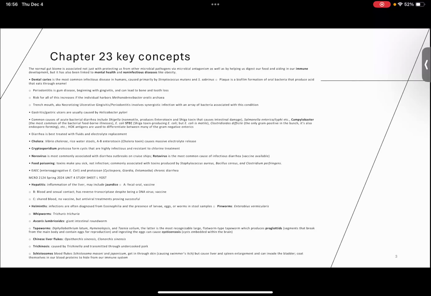Then we have E. coli. There's so many different strains of E. coli. It's wild. In the presentation, I have it down here right below food poisoning. I have EAEC, which is enteroaggregative E. coli, which leads to chronic diarrhea. Or you could have diffusely adherent E. coli, which leads to urinary tract infections. And there's all sorts of other E. coli, including STEC, which is Shiga toxin producing E. coli. And Shiga toxin producing E. coli produce the same toxin as Shigella, which is called Shiga toxin.